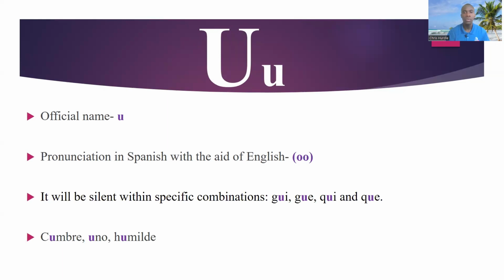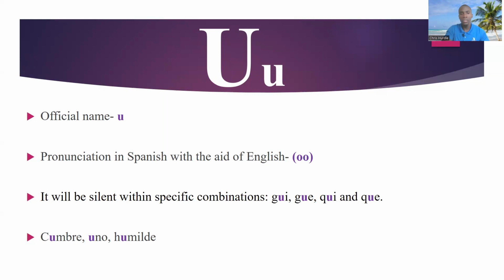U, u, u. So the letter U will be silent within specific combinations, which you will see on the screen. In these combinations, the U is silent. So you have gue, gui, que, and qui. All right, you know the Q and U form the sound of a K, right? But the G in these cases would be strong. But this is also a future video, these different combinations in which the U will be silent.